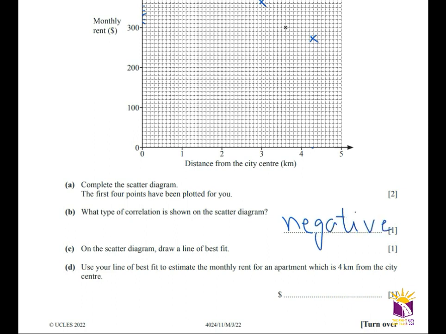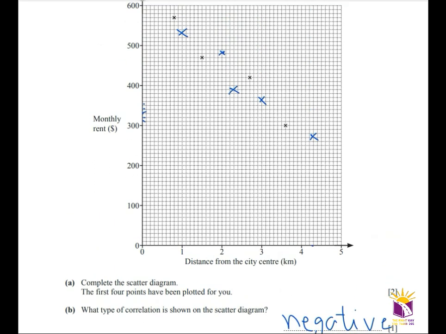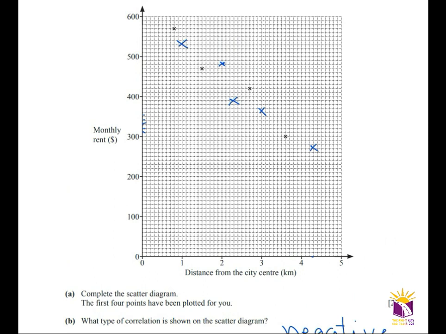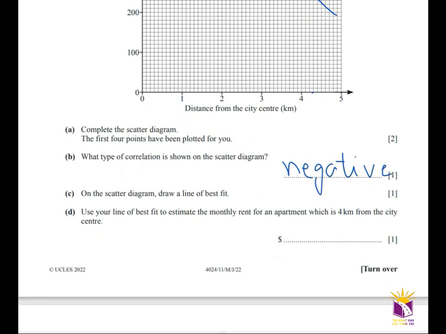On the scatter diagram, draw a line of best fit. So you are going to draw a best fit line. The best fit line is the one which has an equal number of scattered points above and below. So I am going to draw it like over here, and it will have 3 above and 3 below.